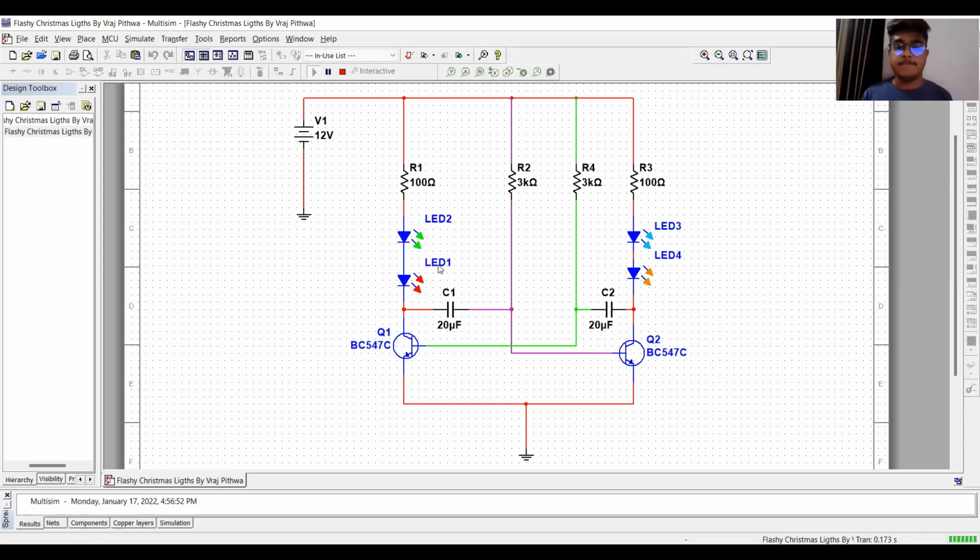As you can see, LED 1 and LED 2 light up, while LED 3 and LED 4 are turned off. So the blinking will happen. So this was my project of simulating flashy Christmas lights in Multisim. Thank you.